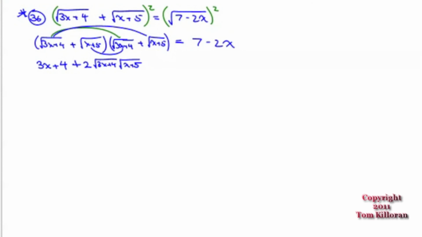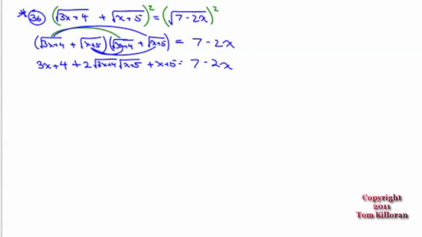All right, and then last, x plus 5. You're just going to get a positive x plus 5, because the square root of x plus 5 times the square root of x plus 5 is x plus 5. The other side stays the same for now: 7 minus 2x. Great. Now what should we do?